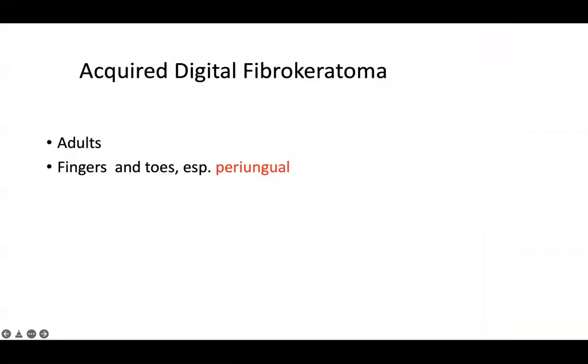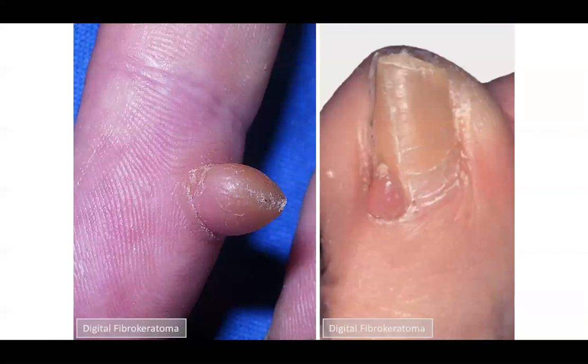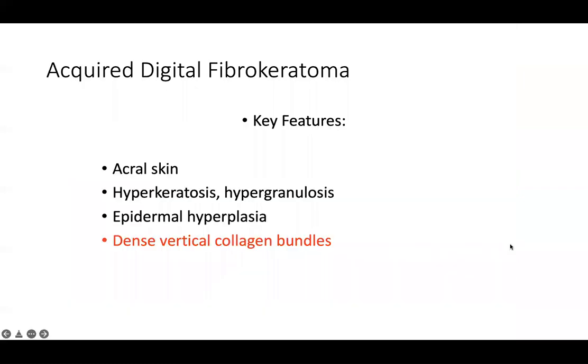Acquired digital fibrokeratoma typically occurs on adults, on the fingers or toes, especially periungual. Here you see an example of a digital fibrokeratoma. Again, you'll get that rule out accessory digit because it's on the digit. And here it's pretty close to the ungual space. So someone might think about a Koenen tumor, which would be an angiofibroma. But this is a digital fibrokeratoma.